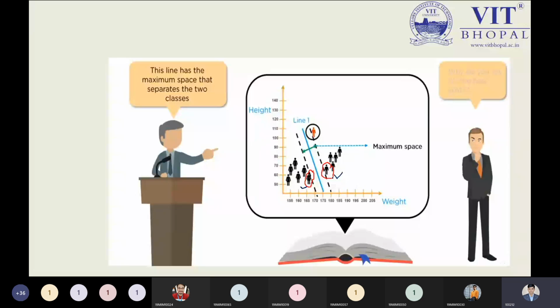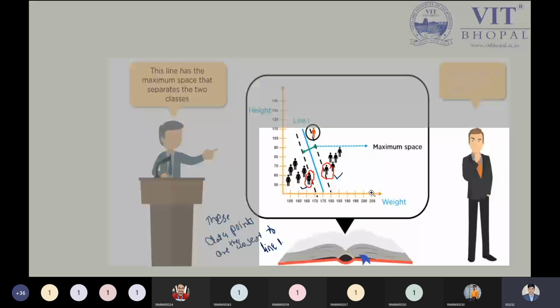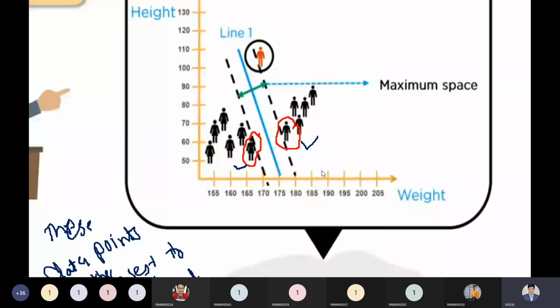And these data points I can write over here: these data points are the closest to line one. You can see over here, now it is visible to all. These are the two data points which are closest to the line. Now, is it clear?